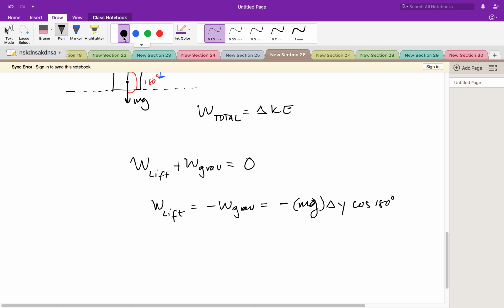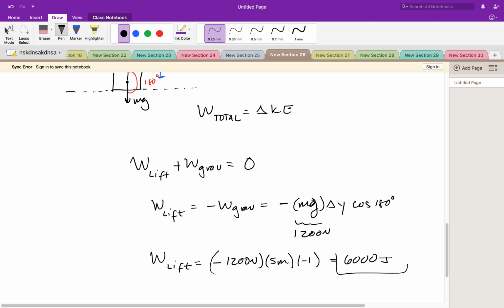So let's plug it in. They tell us this is already 1,200 newtons. So the amount of energy or work that is needed to lift this thing is going to be negative 1,200 newtons times 5 meters times -1 again, so it'll be a positive number, and that'll be 6,000 joules of work. Okay, so that's parts A and B for that question.